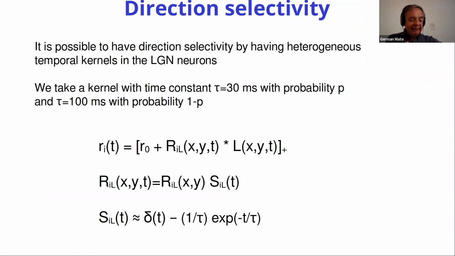Finally, this system has orientation selectivity but no direction selectivity, because a bar that moves from left to right and from right to left will give the same response. For having direction selectivity, we need a kernel that depends on time, right? If we take a kernel with a time constant of 30 milliseconds with probability p and 100 milliseconds with probability 1 minus p, with an expression that is given here, we can obtain some fluctuations ordered in the temporal response.